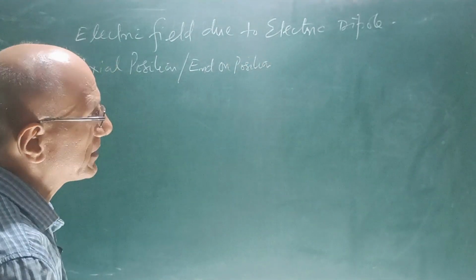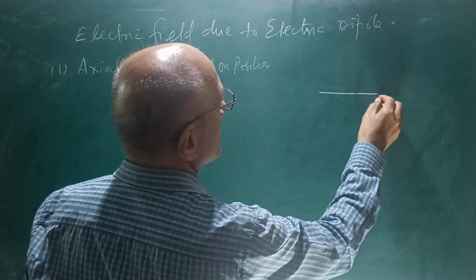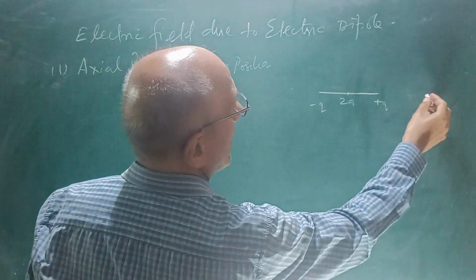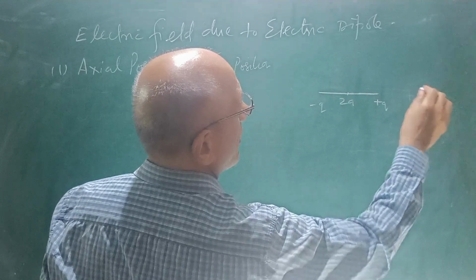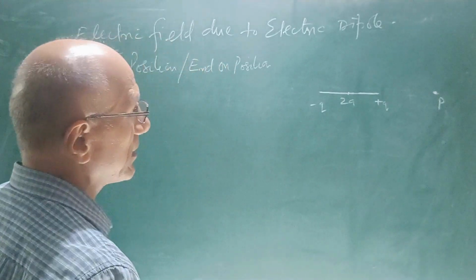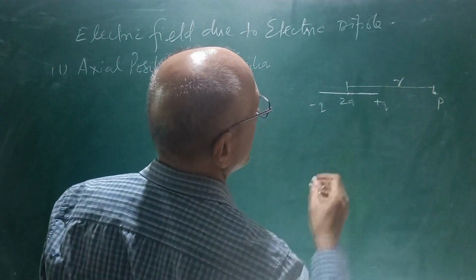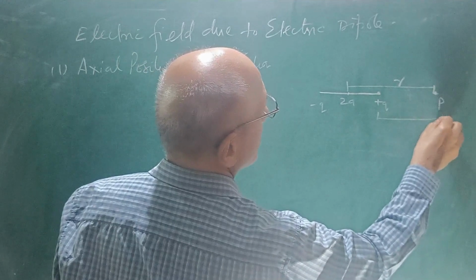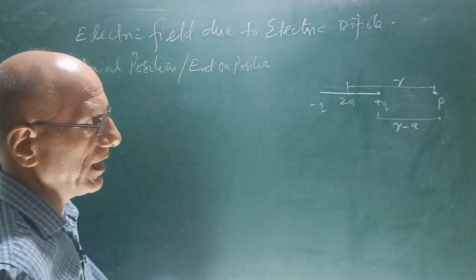End on position means here is the dipole. This is plus Q and this is minus Q. This is 2a, and here is a point on the axis. We have to find the electric field at this point. This is separated by R from the center. So from this charge, the distance will become R minus A.